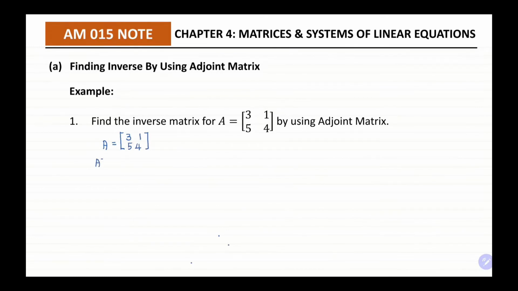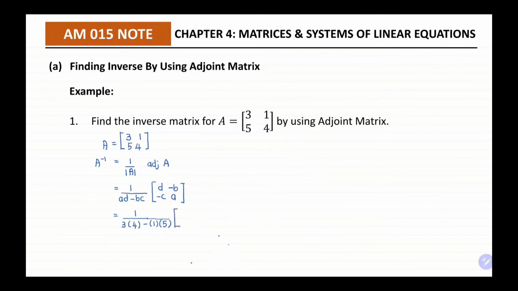Kita nak find A inverse, so we use the formula for adjoint matrix: 1 over determinant of A times adjoint A. Masa sekolah dulu kamu belajar determinant of A is AD minus BC, and adjoint for A kamu just tukar tempat D with A, and B and C kita put negatif. Kita hanya tukar tempat je. Okay, ini cara sekolah dulu. Then kita sub masuk value for A, D, B and C. Value for A 3, D is 4, B 1 and C 5.